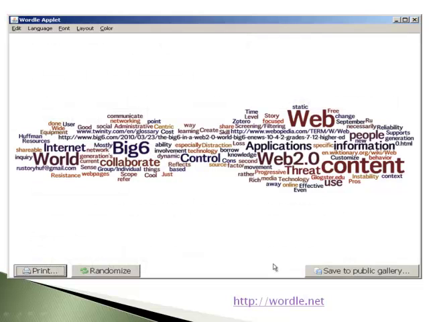And this is just an example of a Web 2.0 application. This is Wordle. I took all the documents and text from today's presentation, put it into Wordle, and it will make this beautiful dynamic graphic for you. Every word that you see that is larger just means that those words show up more often. So you can see that this Wordle represents a lot of information about the Web 2.0 and Big 6.